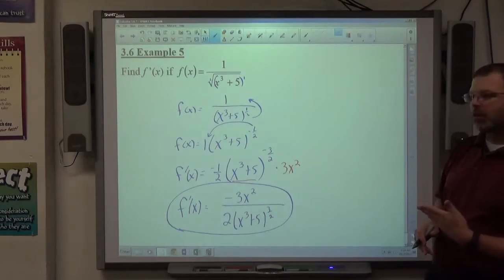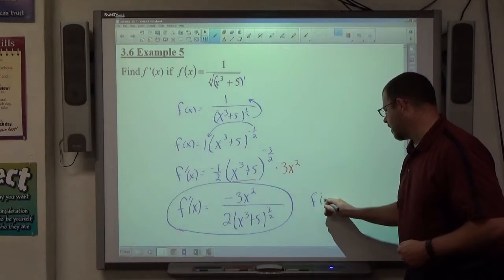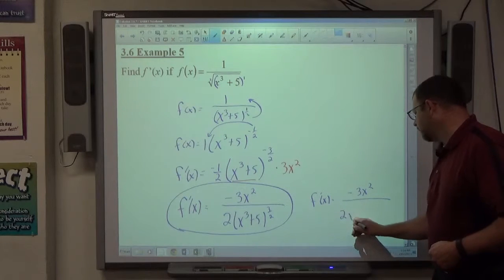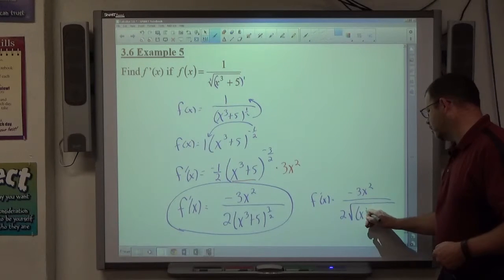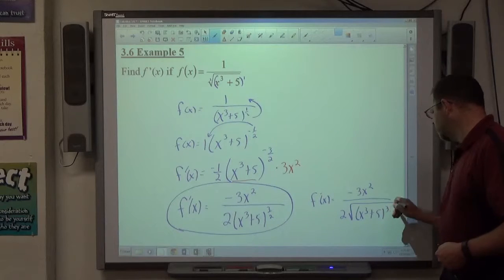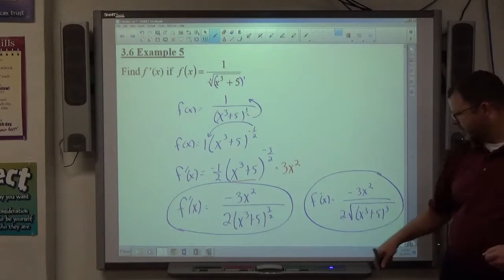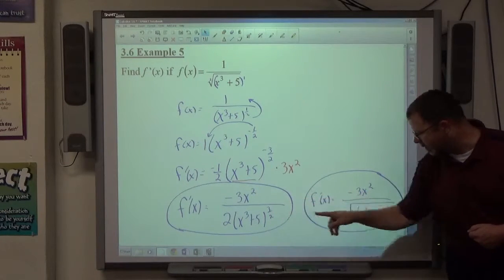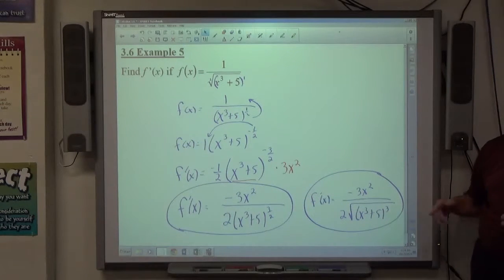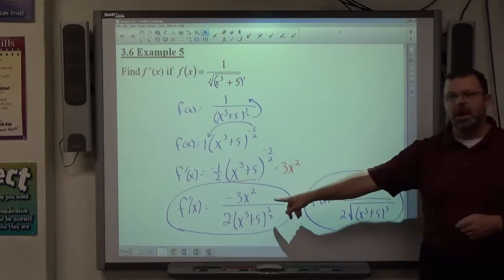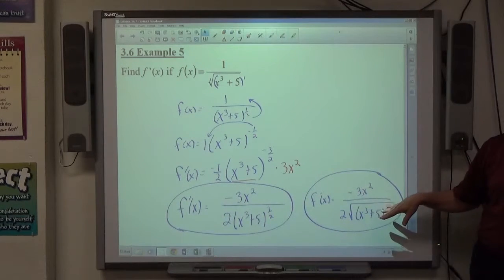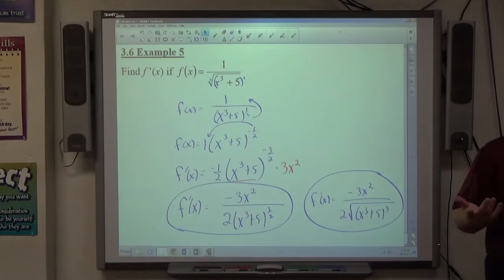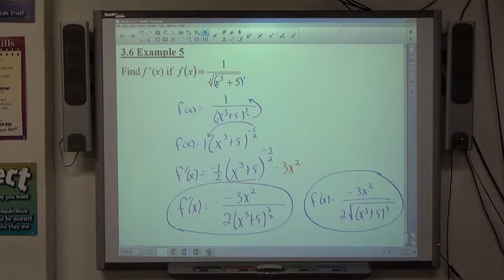Personally, if you really wanted to go back to radical form, it would look like this. F prime of x equals negative 3x squared on top, 2 times the square root of x cubed plus 5 cubed. Going back to radical form, since it's the third power and the second root, we take the square root, we take the binomial to the third power. Either one is good. I'd probably stop here personally, but again, if some people really like radicals more than fractional powers, that's how you go back to the radical form. I would take either one of those circled ones as the correct answer for that.